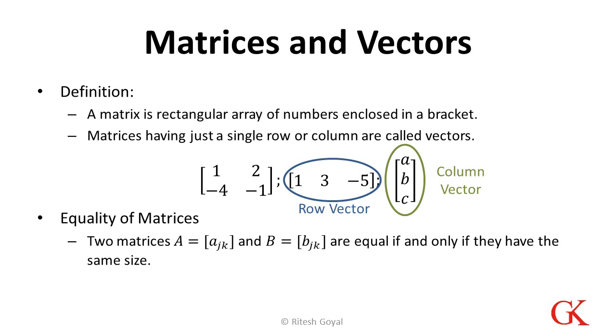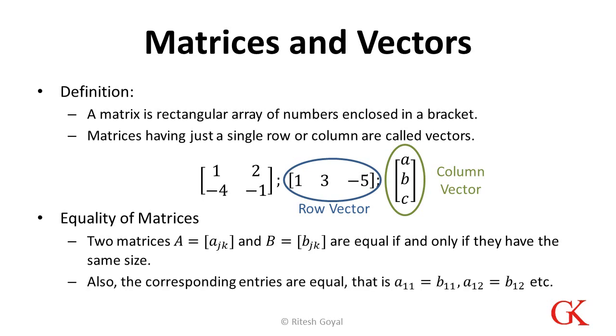If they are of the same size, then we should check that corresponding entries are equal. By corresponding entries we mean, for example, this particular element is the first row, first column element in a matrix. In the same way, we will have the first row, first column element in the second matrix, let's say in B. So we should start matching those elements one by one, and every one of these elements should match. Then only is a matrix called equal to another.